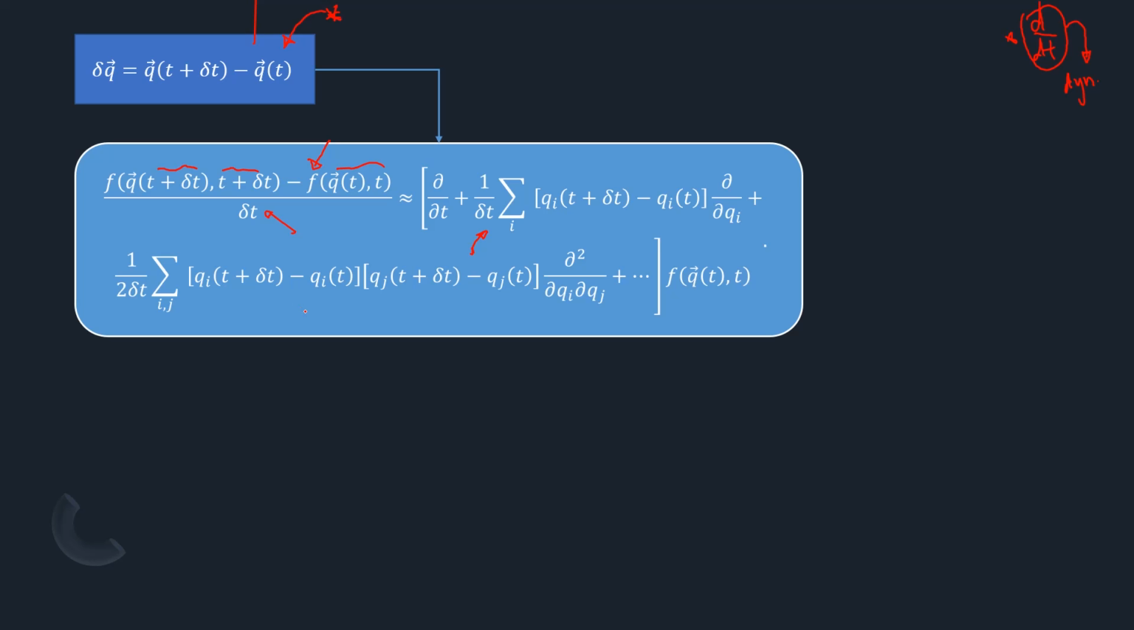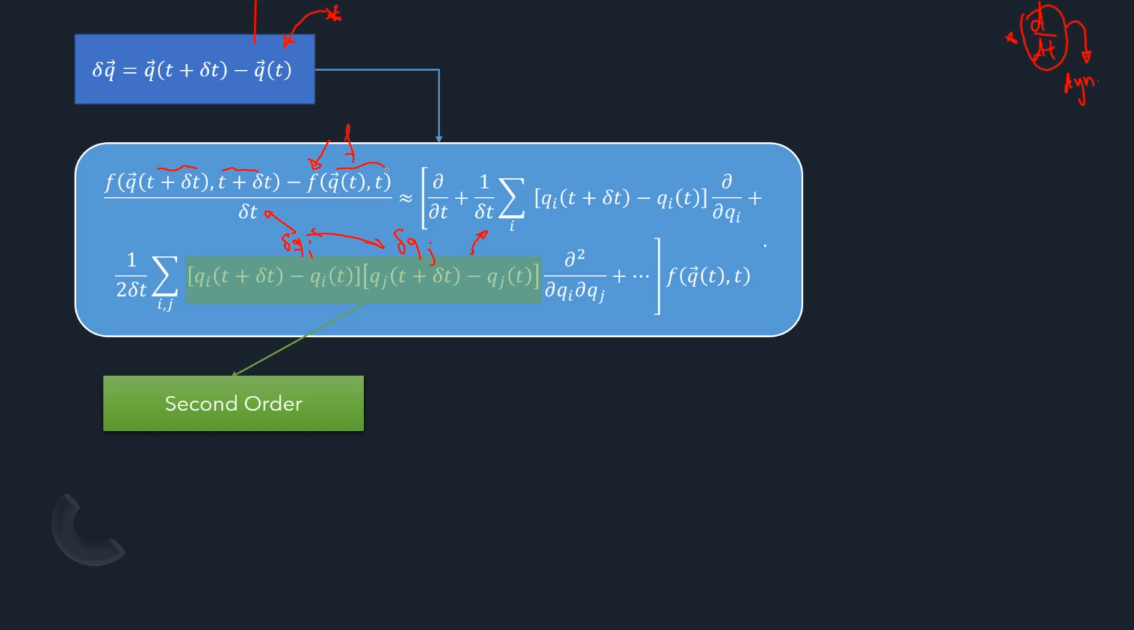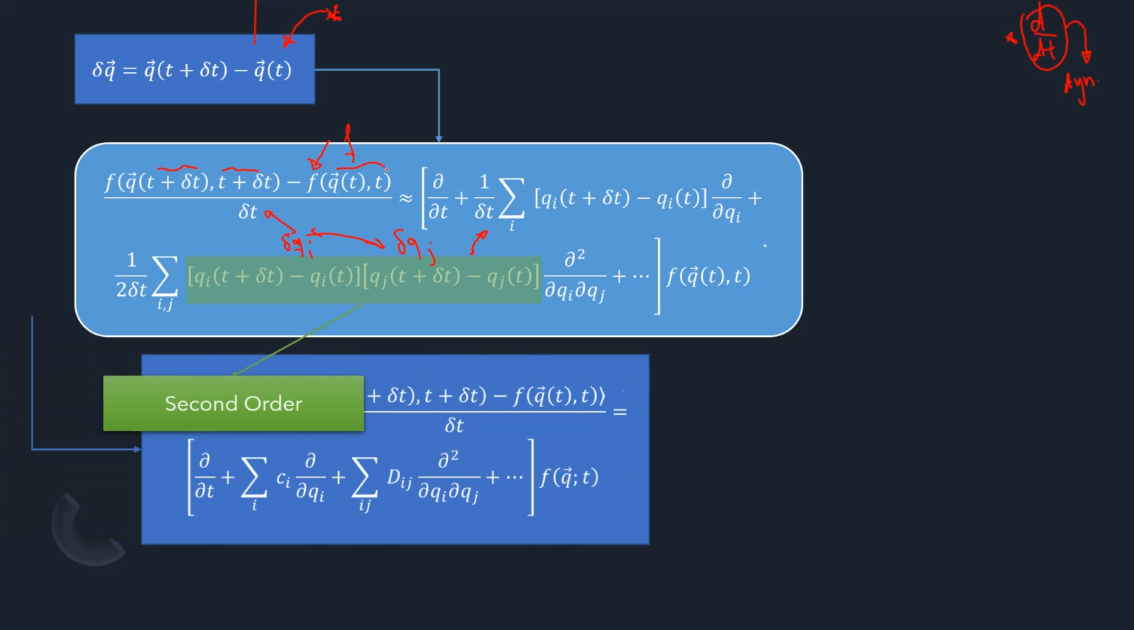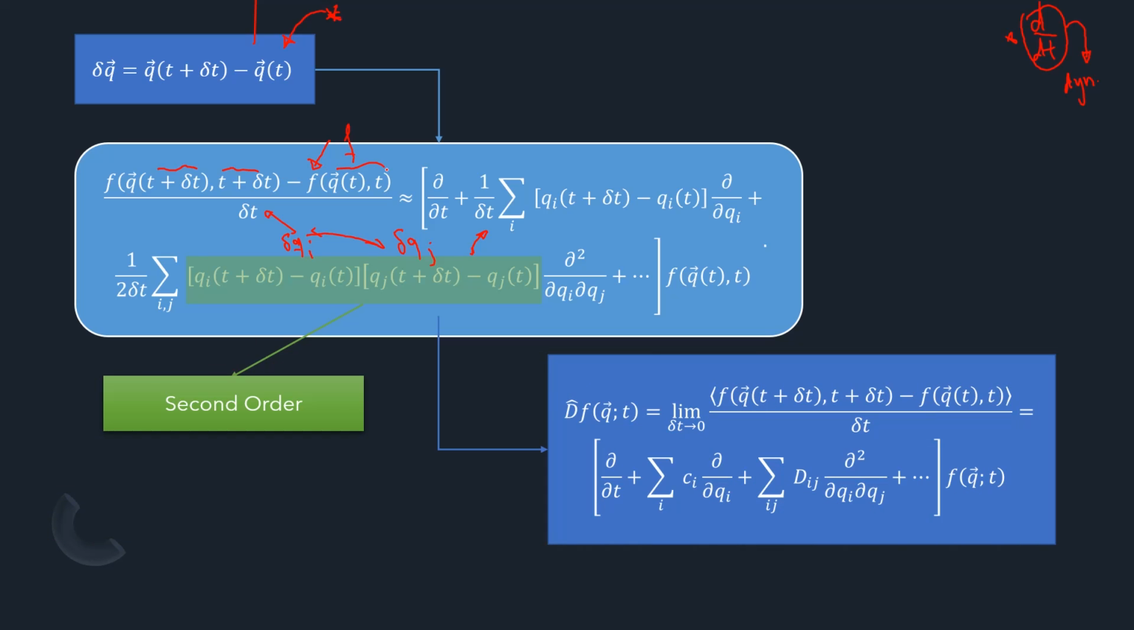we note the fact that the authors of this derivation assume that they will make this summation up to second order terms. Note that these can be expressed as delta Qi, this one is delta Qj, and we will have just second order terms in our expression of the variation of any function f with respect to time. Okay, this is important because this is exactly the same constraint that we are applying up to now.